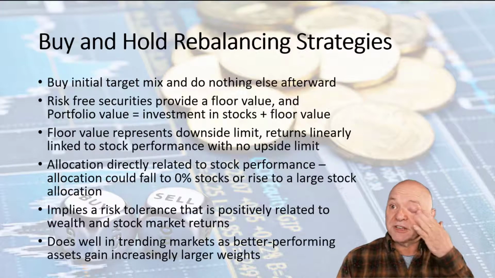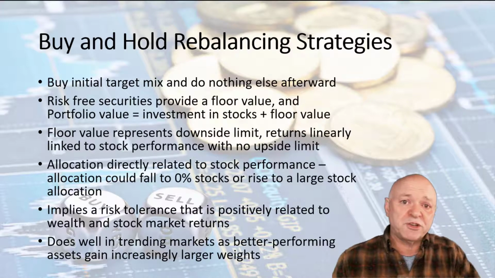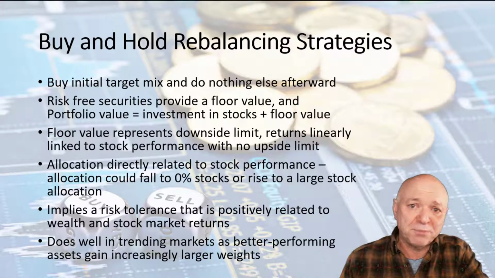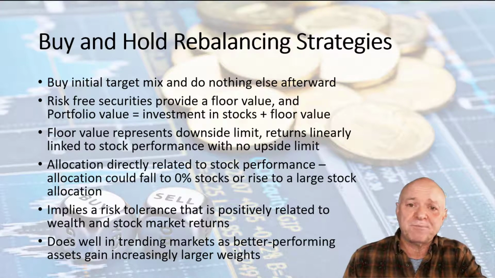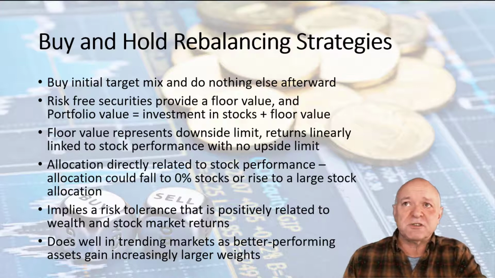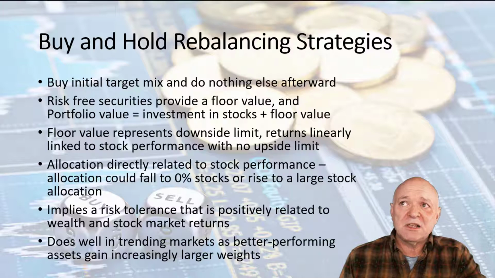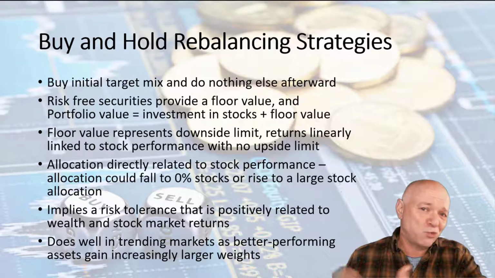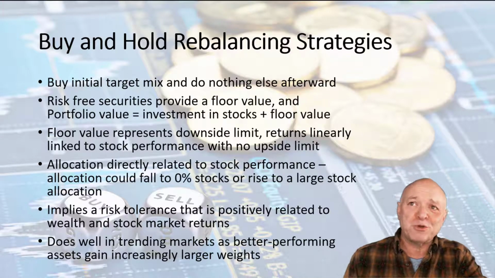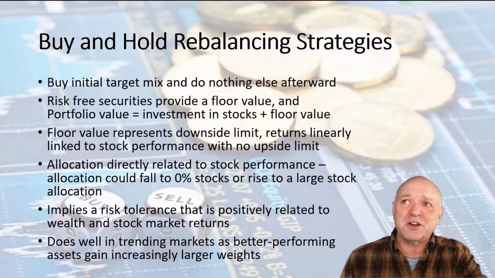Now, there are different types that we're going to talk about in the final part of this session for rebalancing. We have 3 major types. The first that we'll look at is called a buy and hold rebalancing strategy. Essentially, in this case, we follow the Warren Buffett and Charlie Munger approach. We buy our initial target mix and do nothing afterwards.